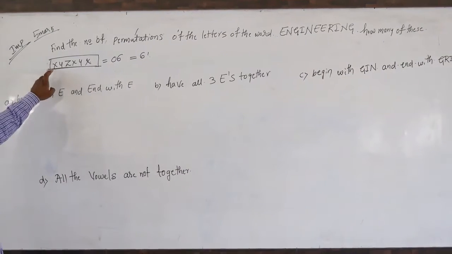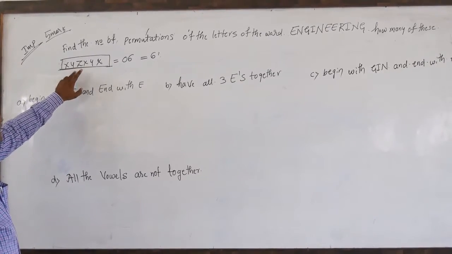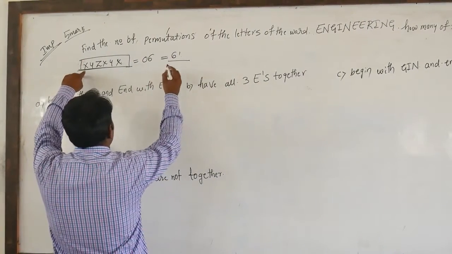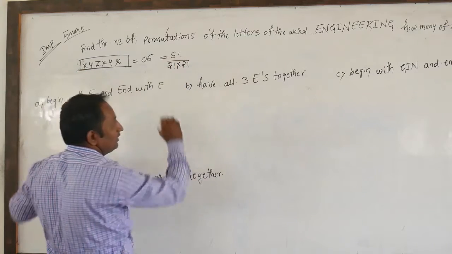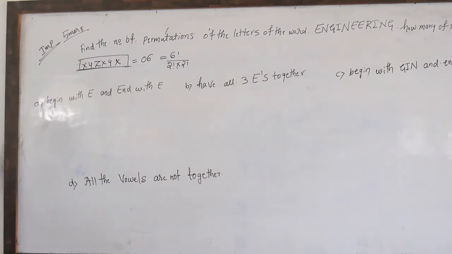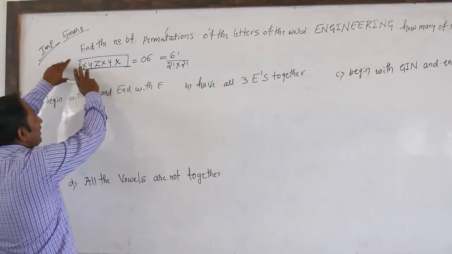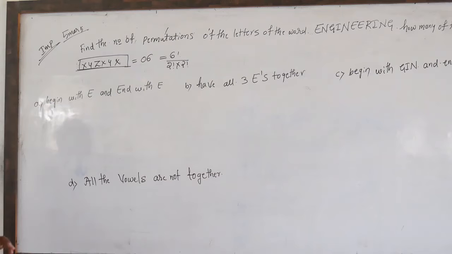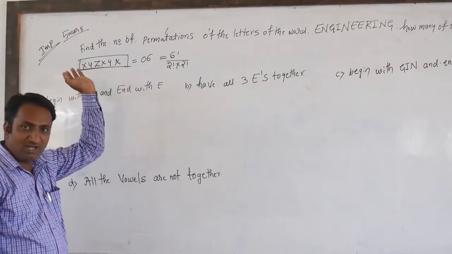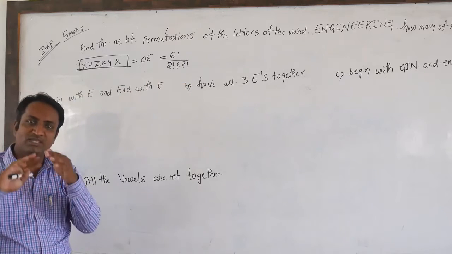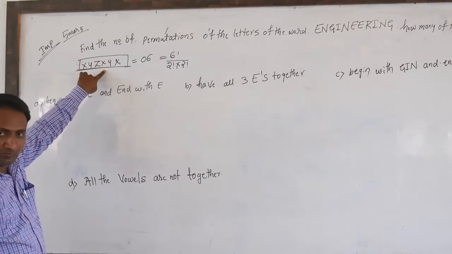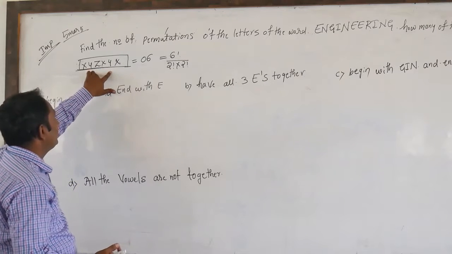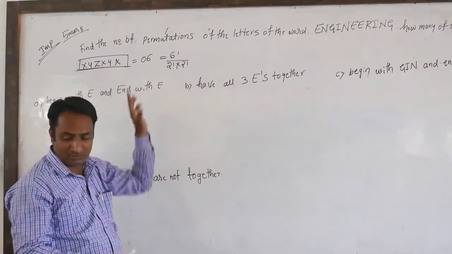In this concept, X is repeated 2 times and Y is repeated 2 times. That's why we divide by the repetitions, taken as 2 factorial into 2 factorial. The term consists of 6 letters, that's why it can be arranged in 6 factorial ways. X is repeated 2 times, that is divided by 2 factorial, and Y is repeated 2 times, that is 2 factorial.